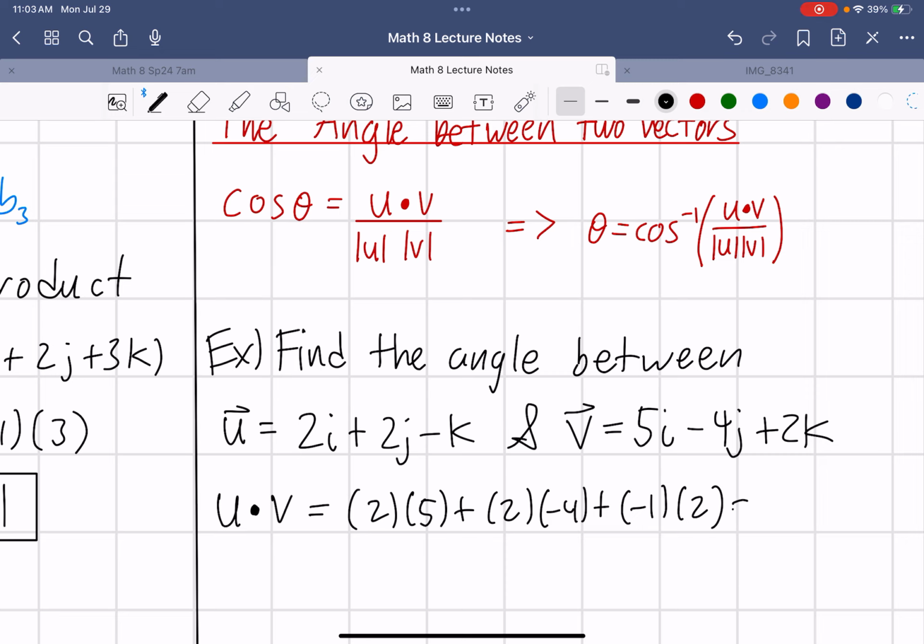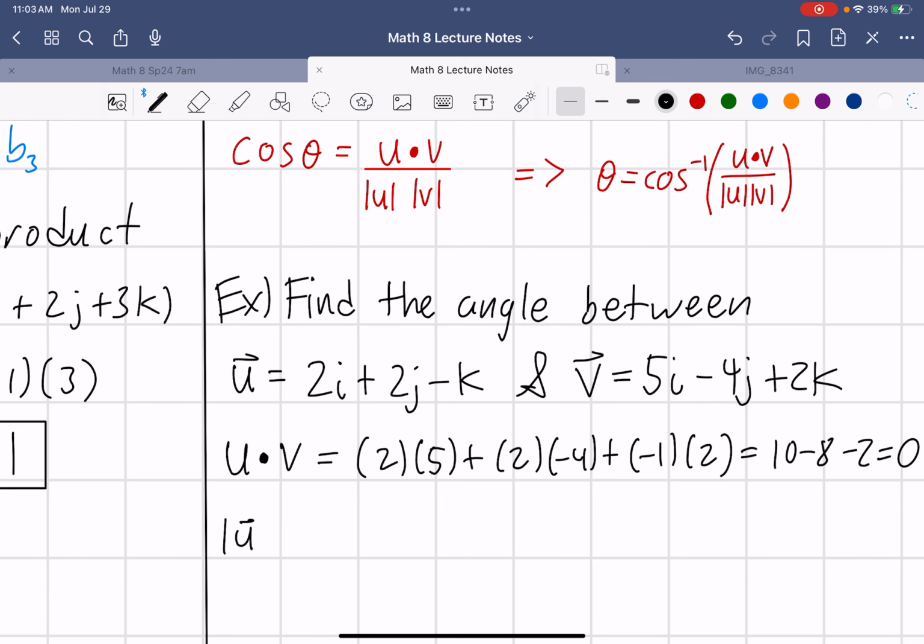Now that's going to be 2 times 5 is 10. 2 times -4 is -8. Then -1 times 2 is -2. And that's going to give us 0. Right?